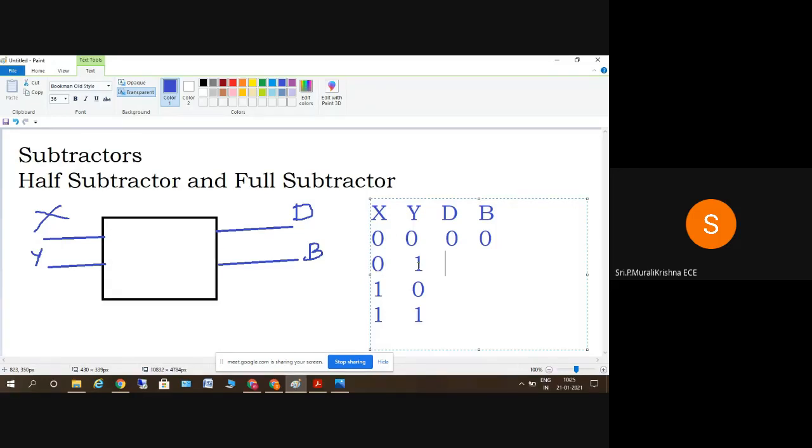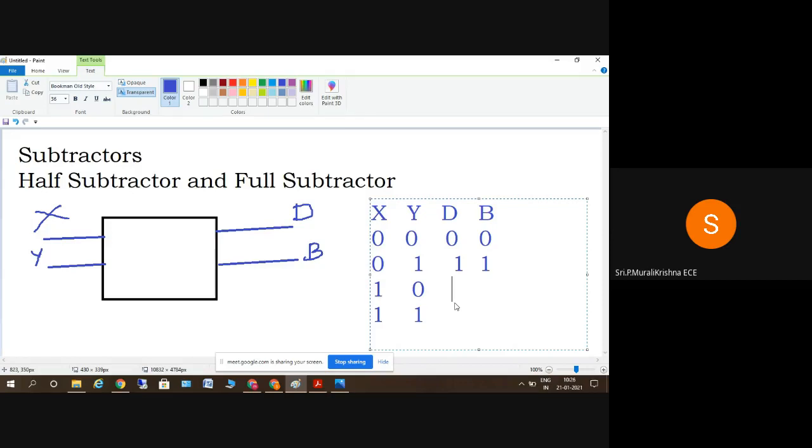0 minus 1, I am subtracting, so definitely I need a borrow here because I'm subtracting 0 minus 1. And if I subtract 1 from 0, obviously the difference is also equal to 1 here. Remember this: when 0 minus 1, the difference is equal to 1 and borrow is equal to 1.